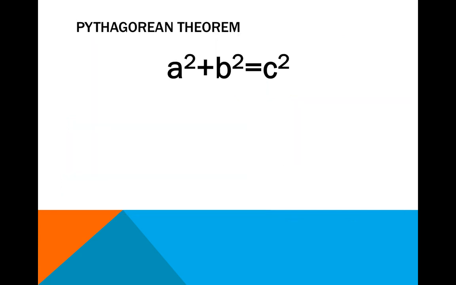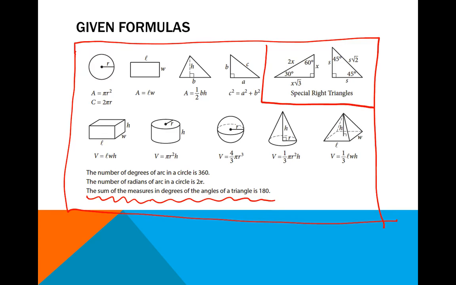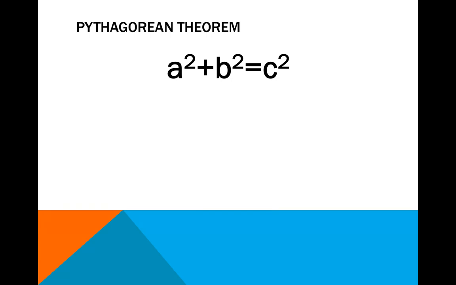You also, with right triangles, need to make sure you know the Pythagorean theorem. And if you notice, the Pythagorean theorem is not given in the formulas here on that first slide. So do make sure that you know that: a squared plus b squared equals c squared. Remember that this is only true for right triangles, and that a and b are the legs of the triangle and c is the hypotenuse. So this is always going to be the longest side.